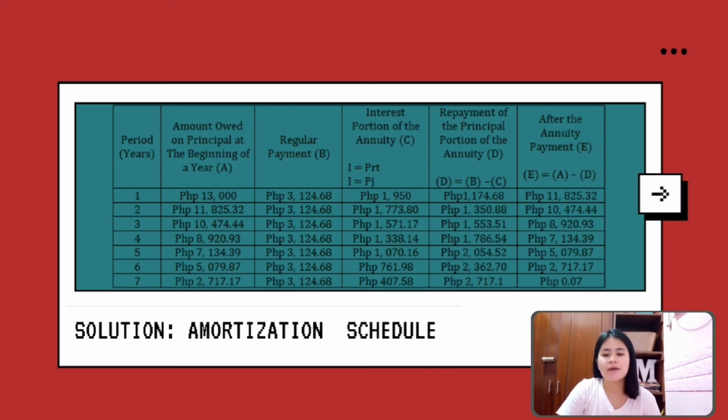In column E, after the annuity payment, we just have to subtract column D from column A. For instance, we have 11,825 pesos and 32 centavos minus 1,350 pesos and 88 centavos. The answer will be 10,474 pesos and 44 centavos. Continuing the process, we will come up with 0.07 in the last part of column E, meaning that Ara has paid the amount for 7 years.